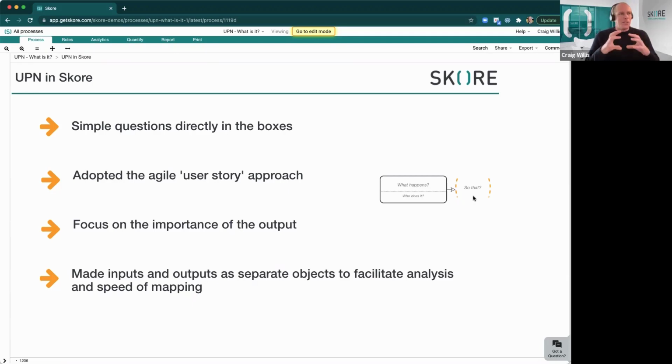The final thing we wanted to do in adopting UPN in Skore was, again, calling out the output, activity and the who as clearly different objects within the data. One thing that does is really help with the analysis. Going right back to the beginning of the history, this was all about a technique for performing structured analysis and design. By building a tool that supports this modeling, we're making that analysis much quicker and easier. And it also made it much easier to build things like shortcuts into the tool, so we could do the mapping at the speed of conversation.